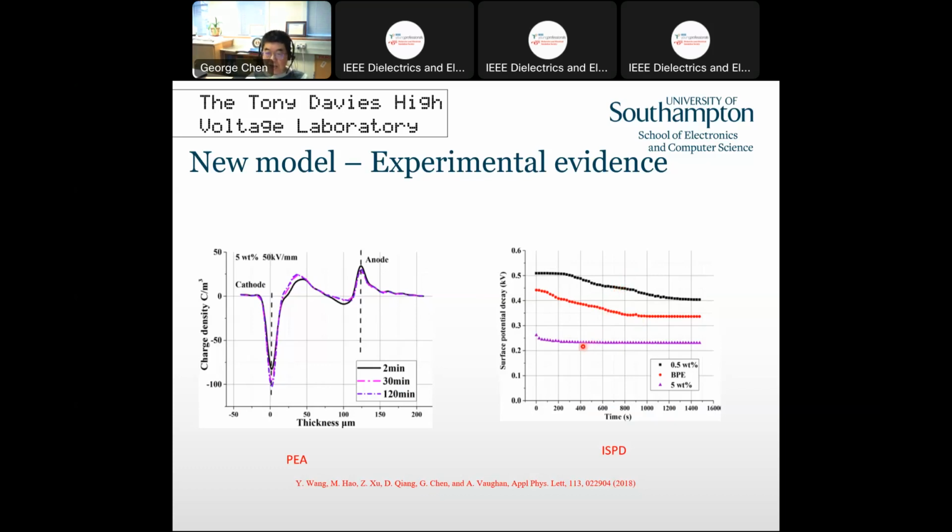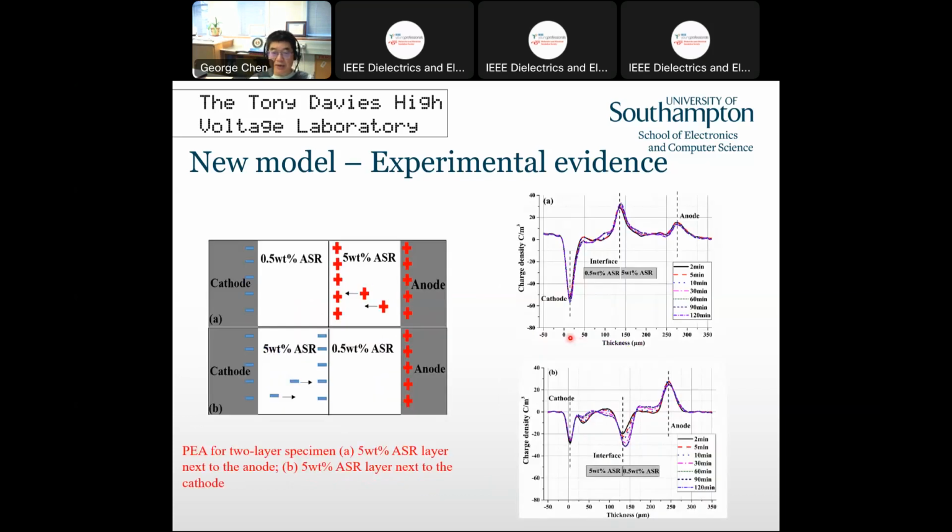To test this model further, we also arranged 2 layers of sample, as shown here, in a PEA measurement. One layer has a lower loading ratio, and the other one has a higher loading ratio. Based on our model, we should barely see any charge moving through the lower loading ratio layer, but see lots of charge movement from the high loading ratio layer. And actually the PEA results confirm that.